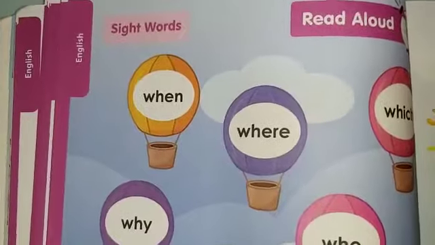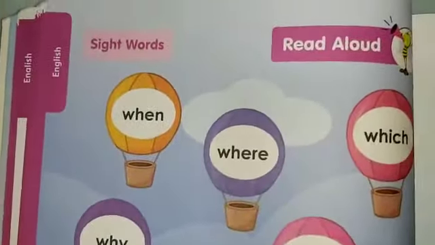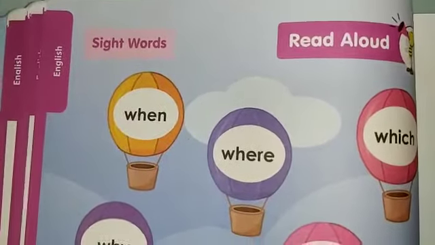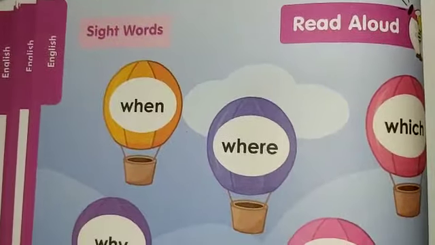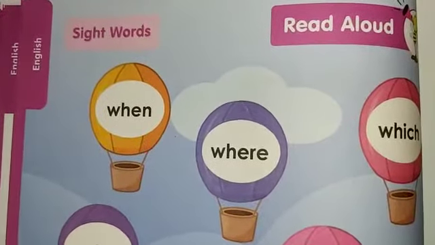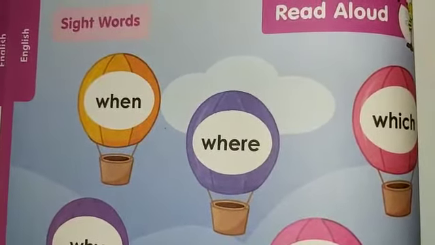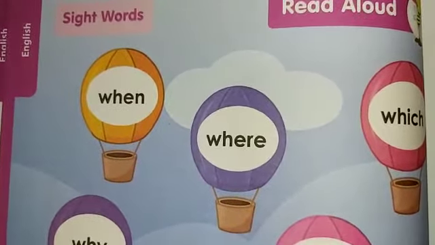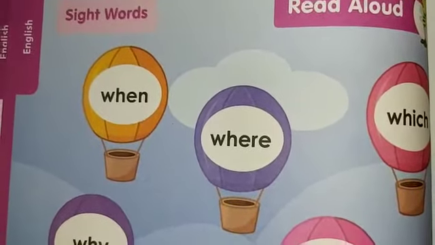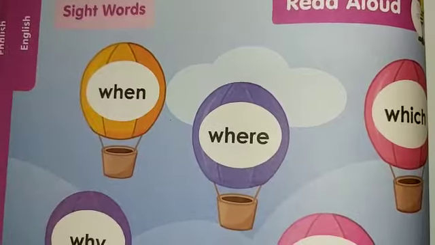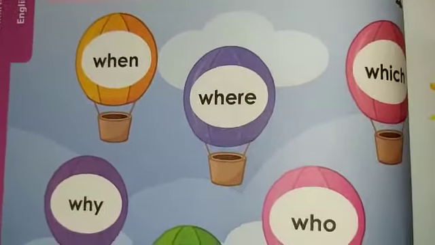So, on page number 30, we have been given sight words. Now, we have already studied sight words. So, over here today, we are going to revise them again. Okay? What are sight words? I have told you earlier also. Sight words are those words that help us to read and write sentences easily. We can find them in a sentence again and again. Okay? So, let's start revising these.